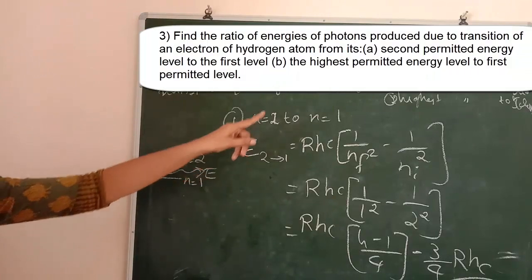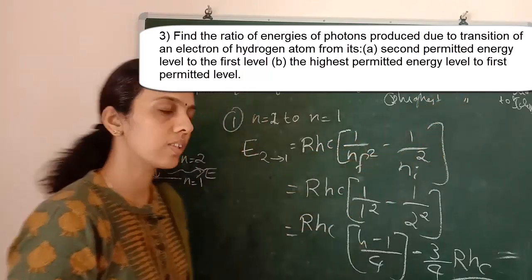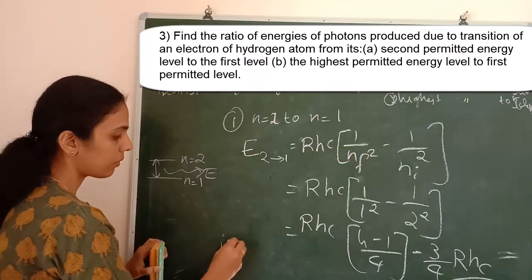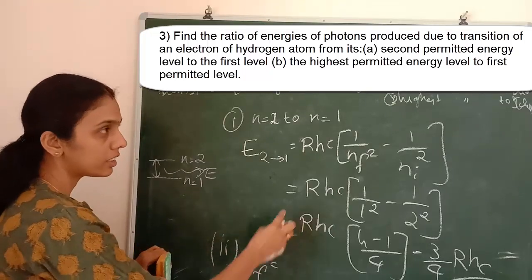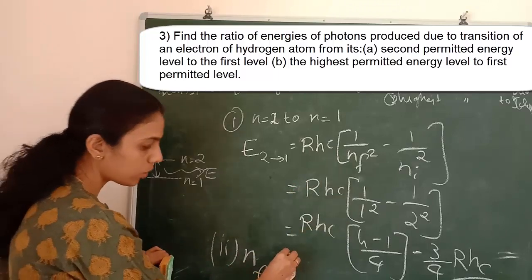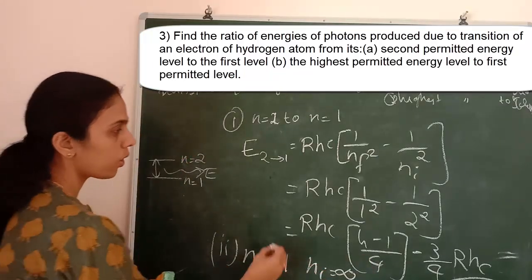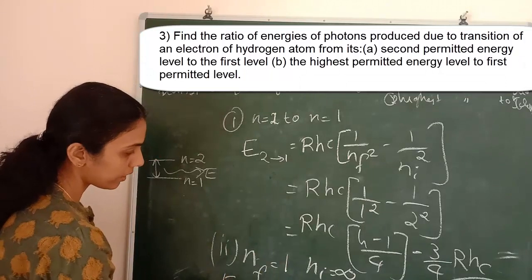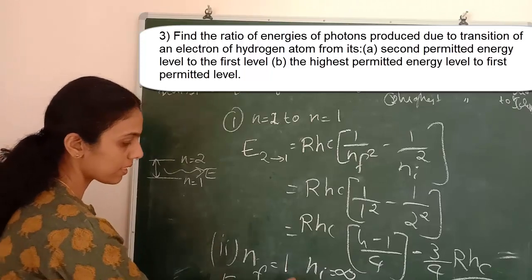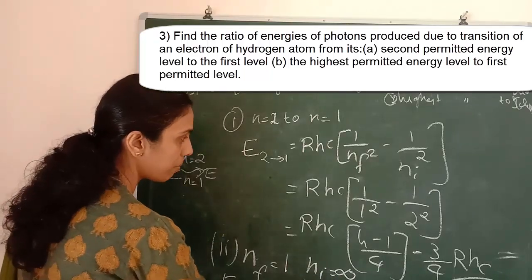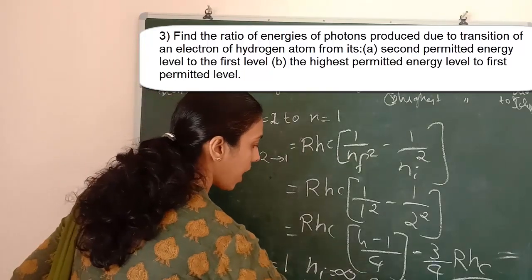Then next is transition from highest to first, which is the highest energy level. So second one, highest permitted level is n is equal to, yes, final is highest to first one. So final is n is equal to 1. Initial is highest, infinity. It can go till infinity. So how will this equation change? E is equal to, yes, highest, infinity to 1. So in this case, RHC into 1 by nf square is 1 square minus 1 by infinity. So you will get RHC.